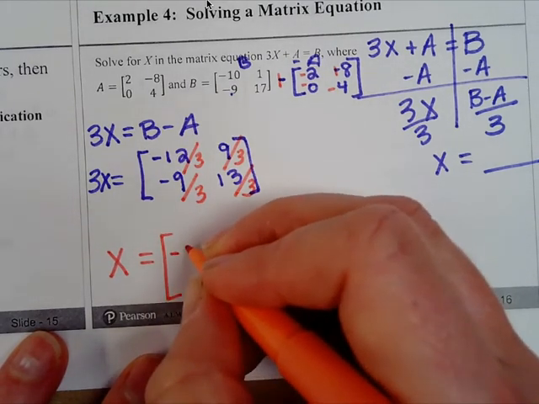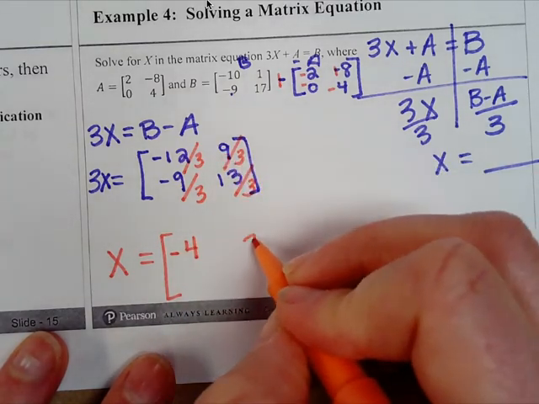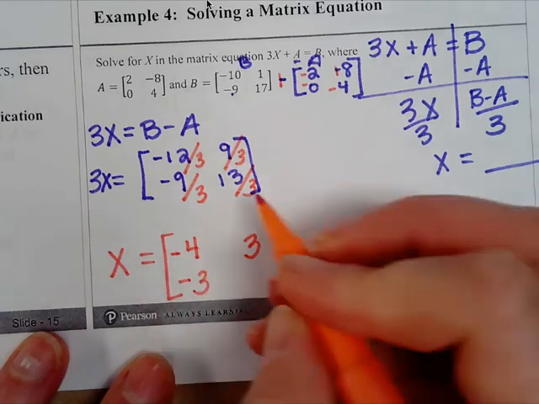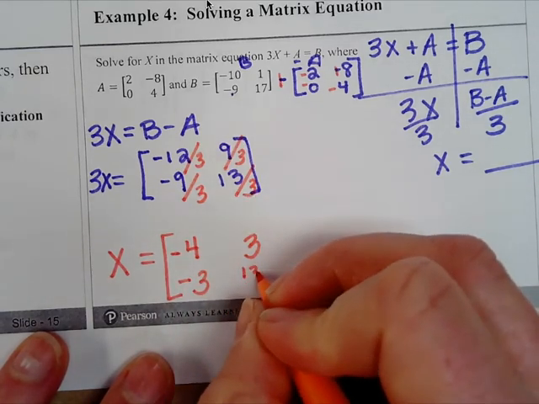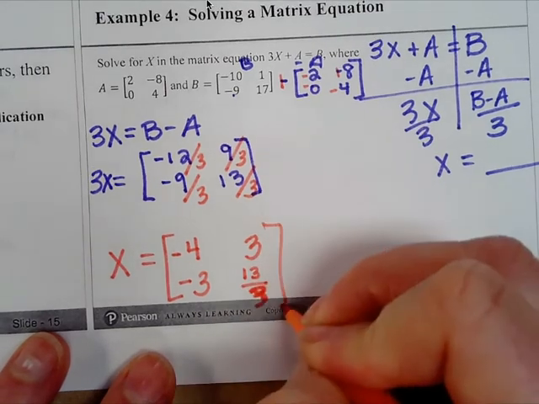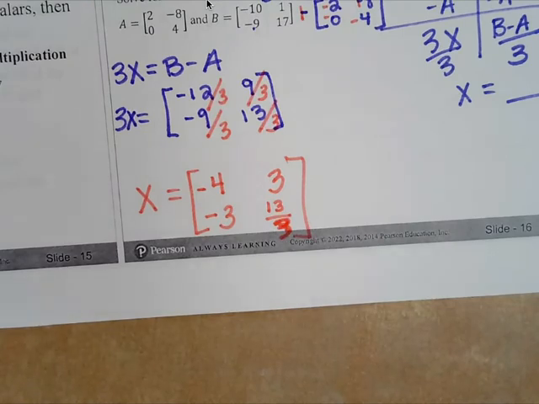So negative 12 divided by 3 is negative 4. 9 divided by 3, negative 9 divided by 3. And then 13 divided by 3. 4.3. Yeah, I don't know where 4 came from. Yeah, I meant to put 13 over 3.